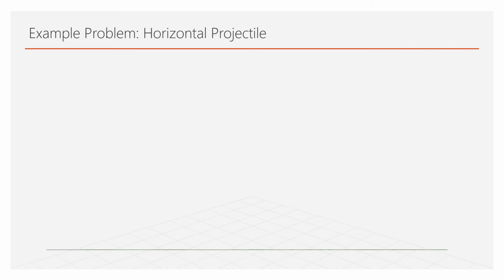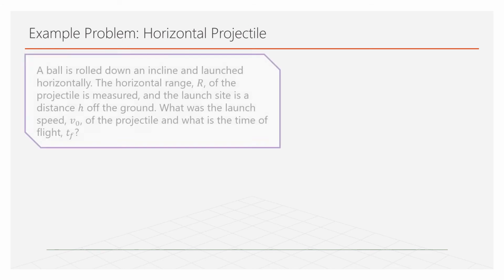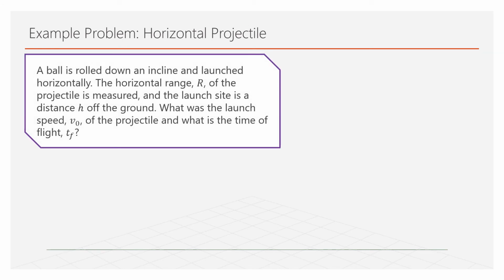Let's do an example problem of a horizontal projectile. A ball is rolled down an incline and launched horizontally. The horizontal range, r, of the projectile is measured, and the launch site is a distance h off the ground. What is the launch speed, v0, of the projectile, and what is the time of flight, t sub f?